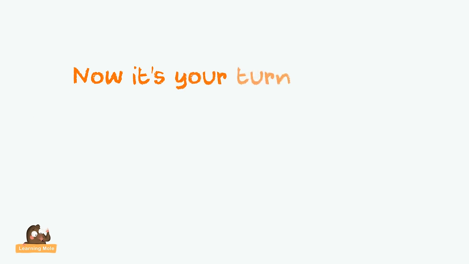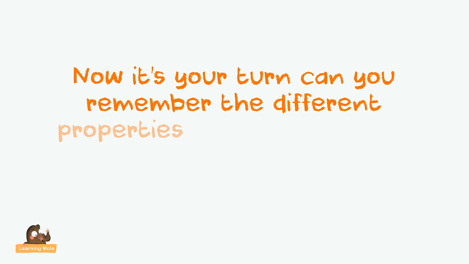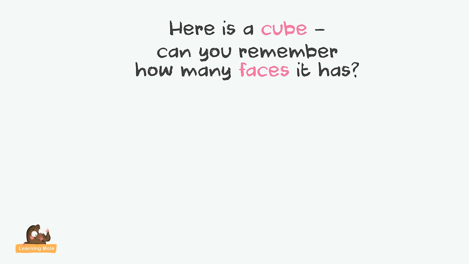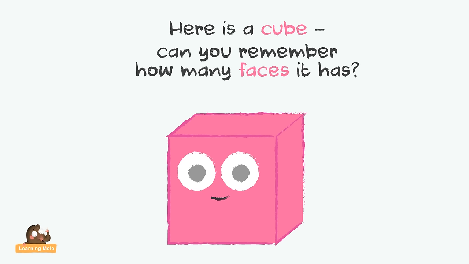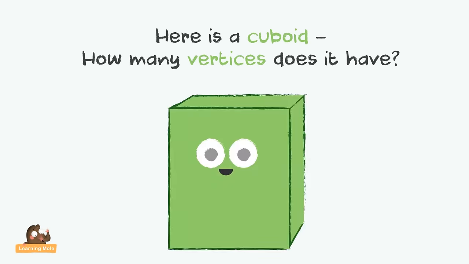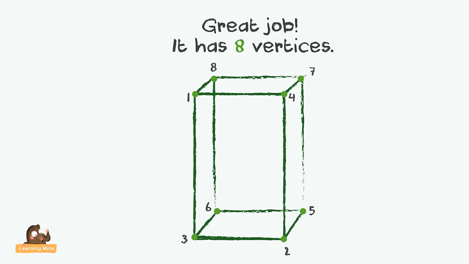Now it's your turn. Can you remember the different properties of the 3D shapes? Let's try together. Here's a cube. Can you remember how many faces it has? You're right. A cube has 6 faces. Here's a cuboid. How many vertices does it have? Great job! It has 8 vertices.